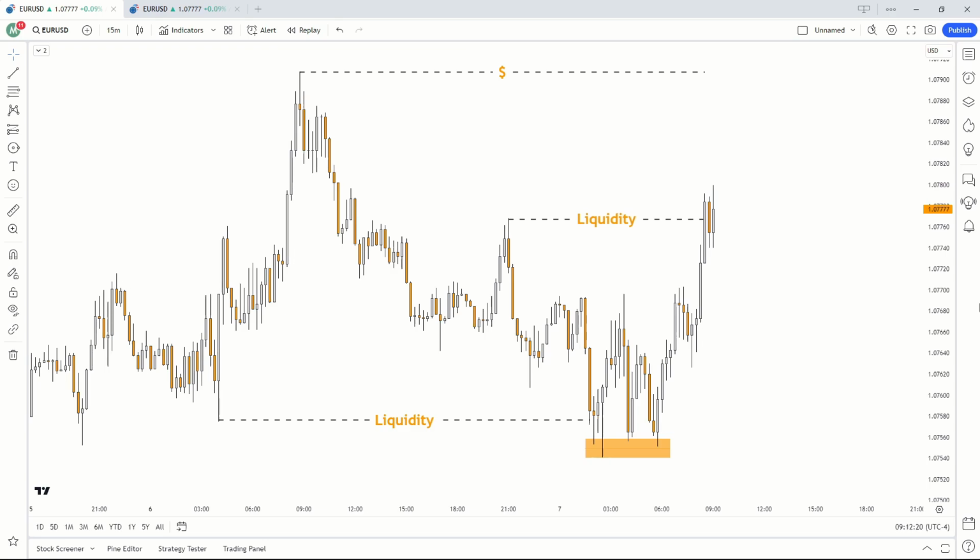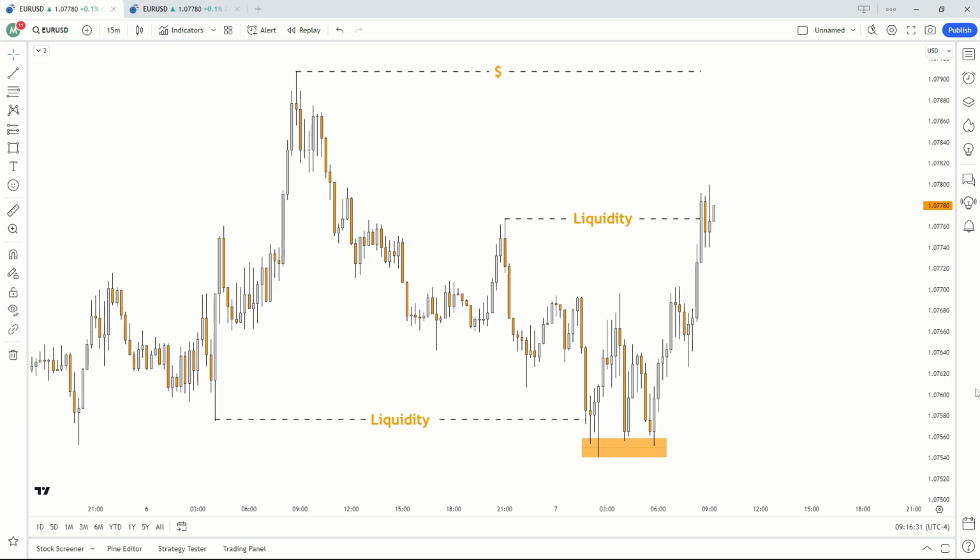Now, how does this link back to trading? If an institutional trader, such as a hedge fund, a bank, wants to place a buy order for $50 million, there needs to be $50 million worth of sell-side liquidity in the market. This is where liquidity comes into play. Institutions will instigate retail buying or selling in order to fund their positions. What do I mean by this?